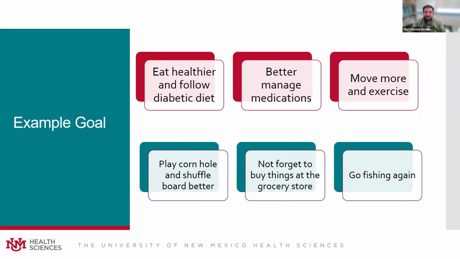So here's just some example goals. Again, these were all done and identified virtually through therapy sessions. So some folks wanted to eat healthier. One person wanted to eat healthier and follow a diabetic diet, better manage medications, move and exercise more, go fishing, and not forget to buy things at the grocery store. I get that one. Play cornhole and shuffleboard better. Love these goals. These are great goals, super important because they self-generated them. These were ones that they identified: hey, this is a problem I'm facing, and how do we approach that?